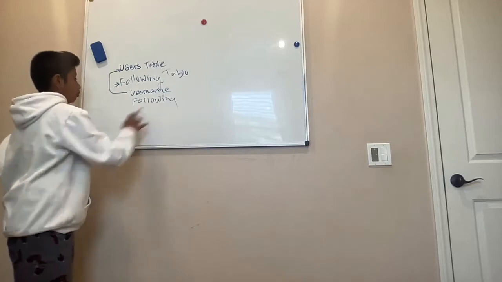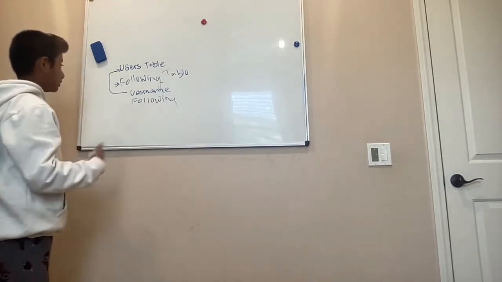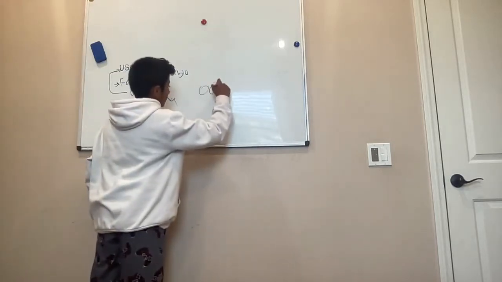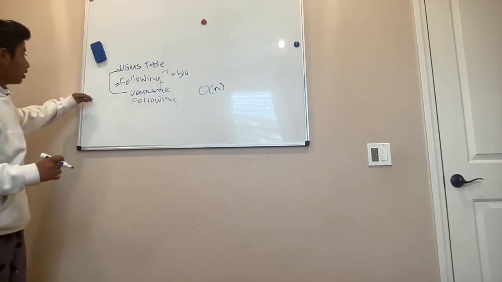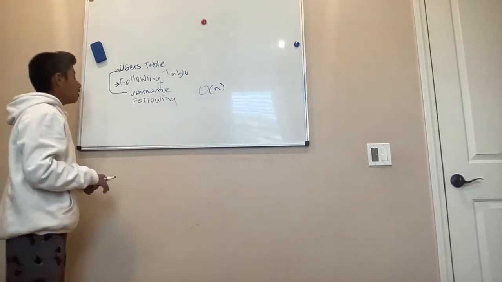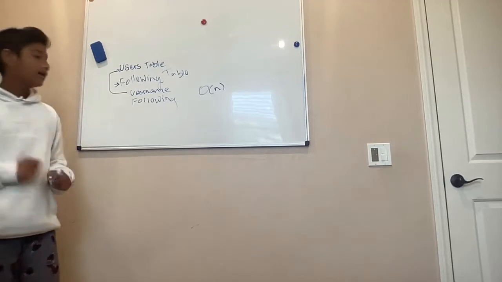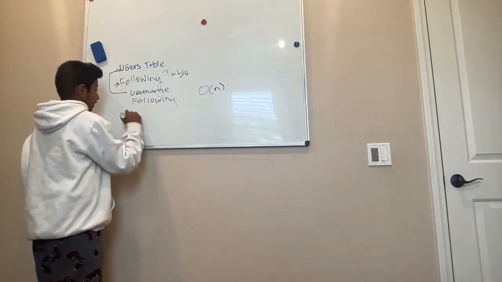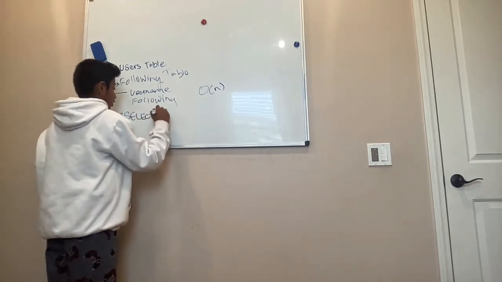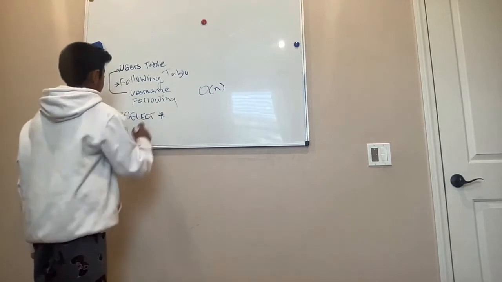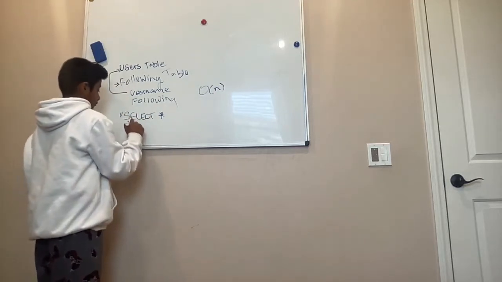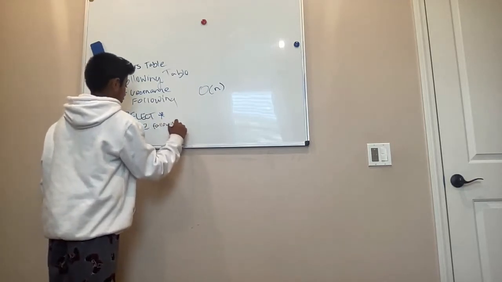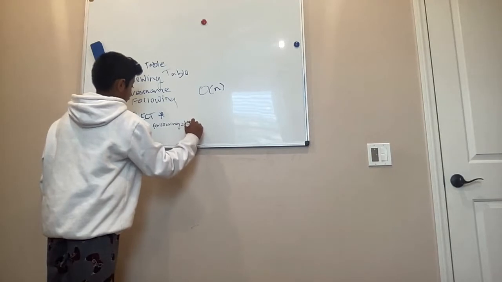Basically, the big O complexity to search whoever's following is O(n). Let me explain why. If I wanted to see who all is following me, I'd have to run a query. So let's just write a simple query. We can just select all where following equals, and then we'll just say me for now.